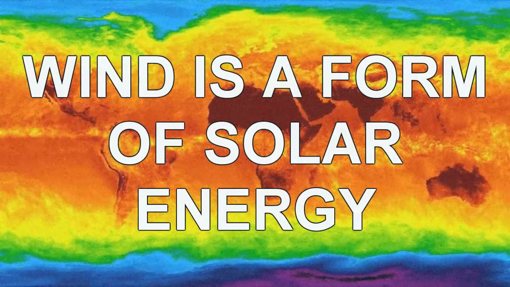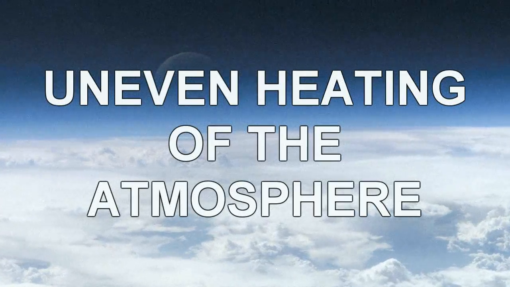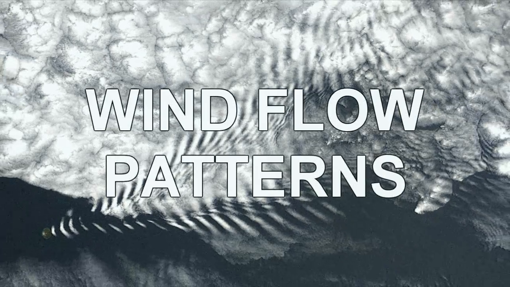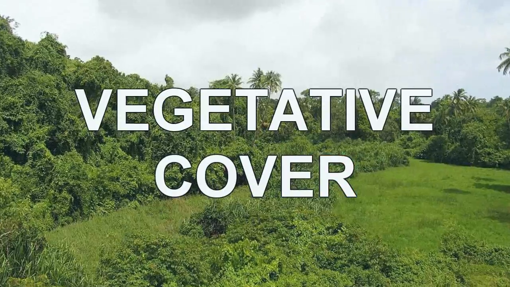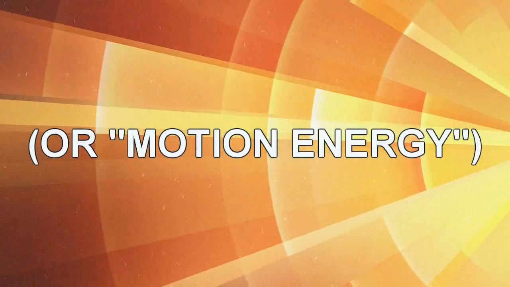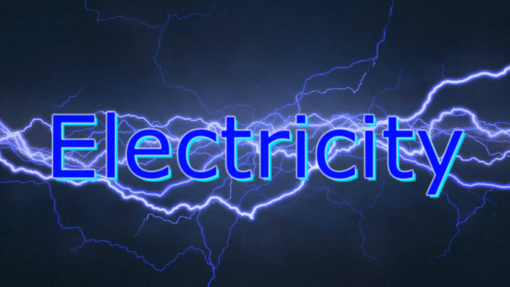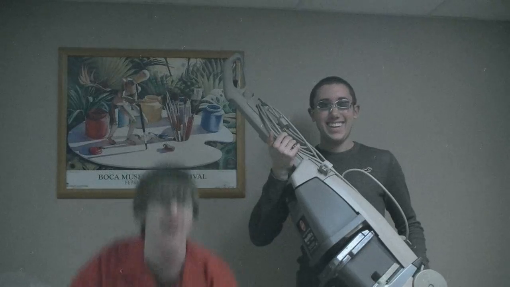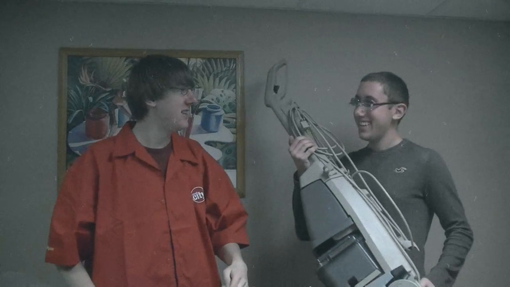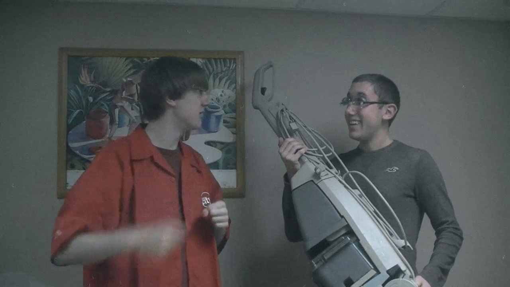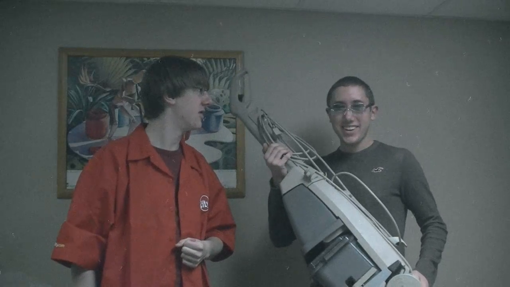Let's take a look. Wind is a form of solar energy. Winds are caused by the uneven heating of the atmosphere by the sun, the irregularities of the Earth's surface, and the rotation of the Earth. Wind flow patterns are modified by the Earth's terrain, bodies of water, and vegetative cover. The wind flow, or motion energy, when harvested by modern wind turbines, can be used to generate electricity. So the sun makes wind. Sort of. So basically, the whoosh creates that. Yes, let's take a look at how that physically occurs.